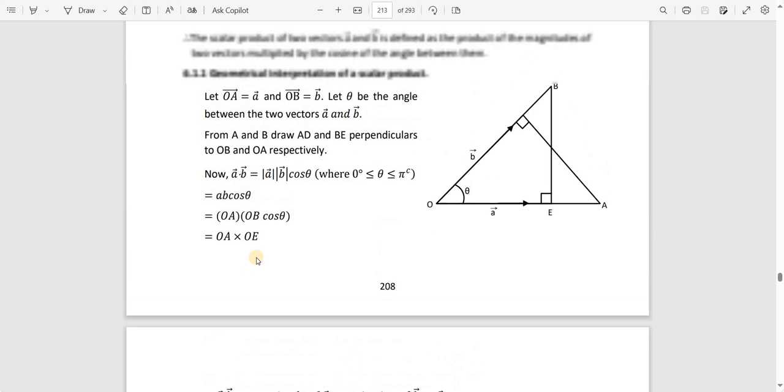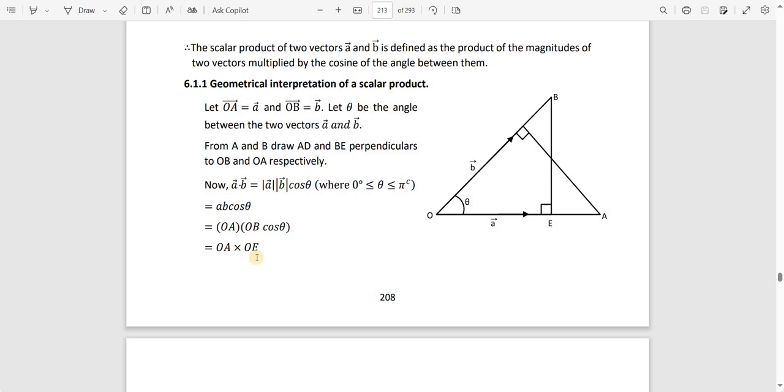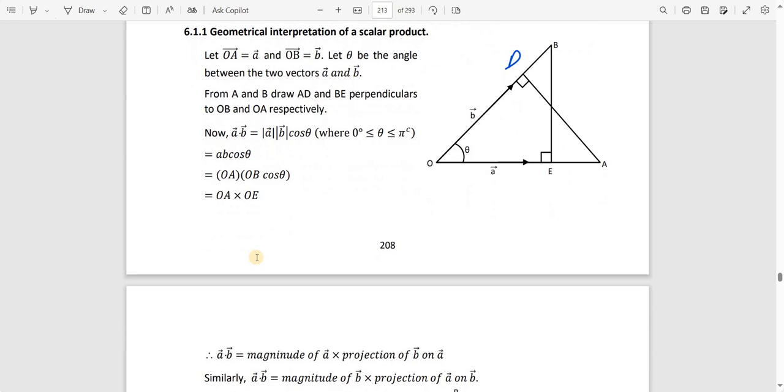Alright, so what it says, let OA equal to A vector and OB equal to B vector, and let theta be the angle between the two vectors A vector and B vector, and from A draw AD. So let's draw AD. What is A and D is this perpendicular. Okay, so this is D. And BE, so B is also perpendicular, then OB. Now A dot B vector, A vector B vector cos theta, which is also AB cos theta.